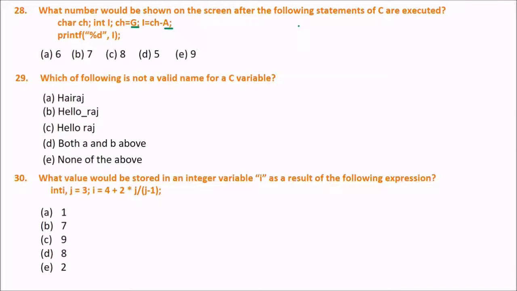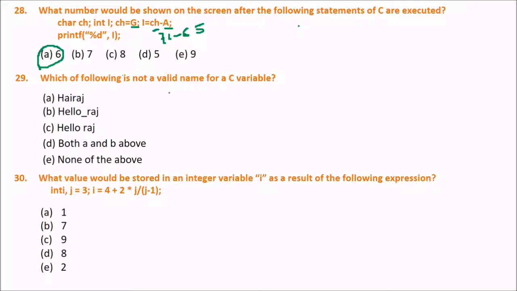Can you guess the answer? Because i is ch minus a, and ch is g. What is the ASCII value of g? It is 71, since ch is assigned g, and 71 minus a. The ASCII value of a is 65. So what will be 71 minus 65? Will it be 6? Yes. So our answer would be A.